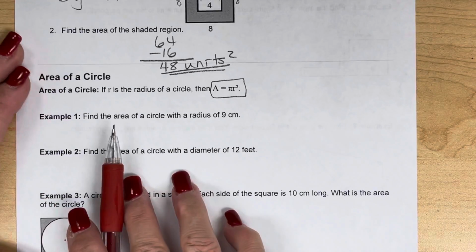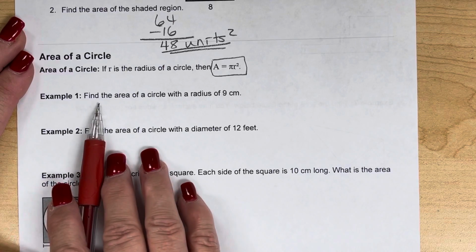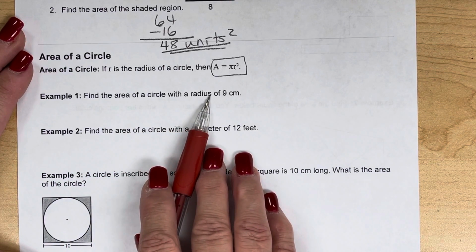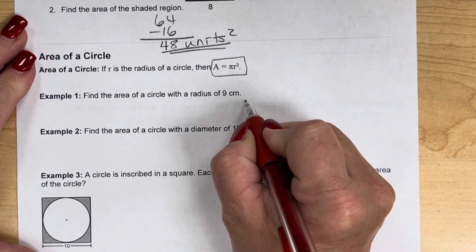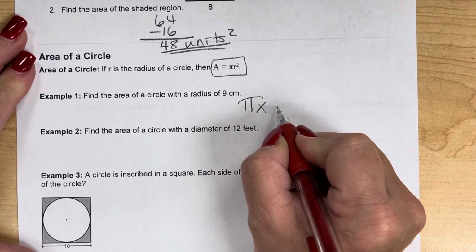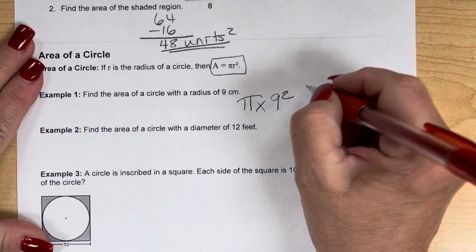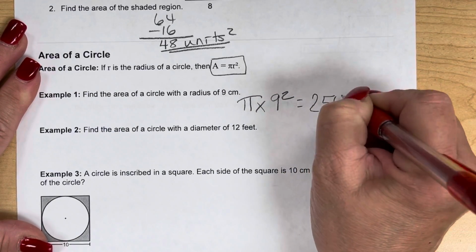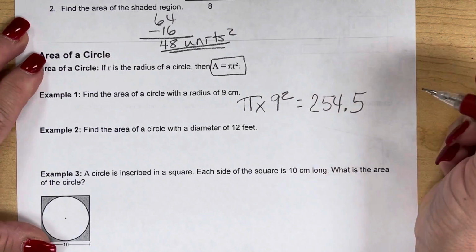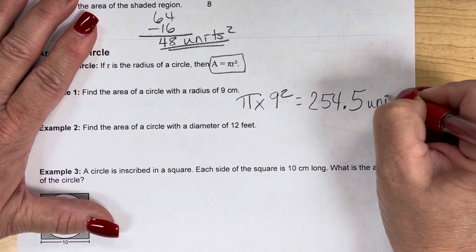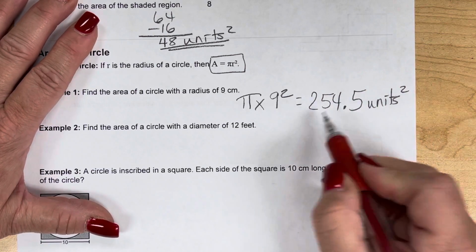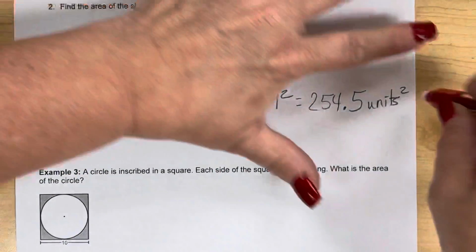All right, so when you're ready to do this, take a look at example 1. Find the area of a circle with a radius of 9. That means you're going to do pi times 9 squared. And of course, as usual, you'll be rounding. Okay, and when you round that, you will get 254.5. And even though I know it's strange, you're still going to say, oh no, it's not units. My bad, because it tells right there it's centimeters.